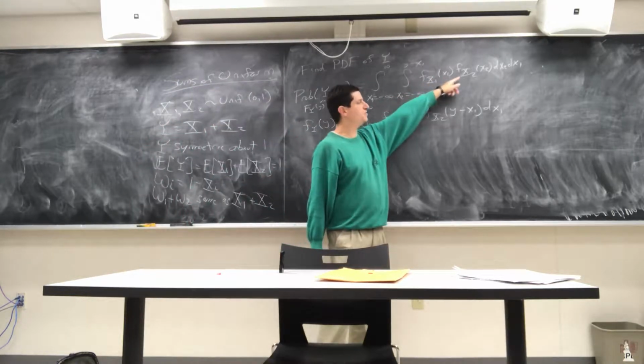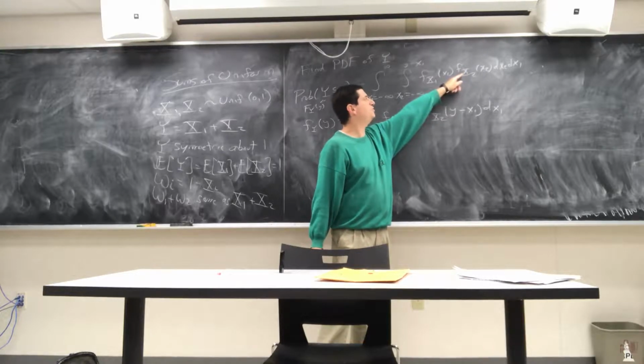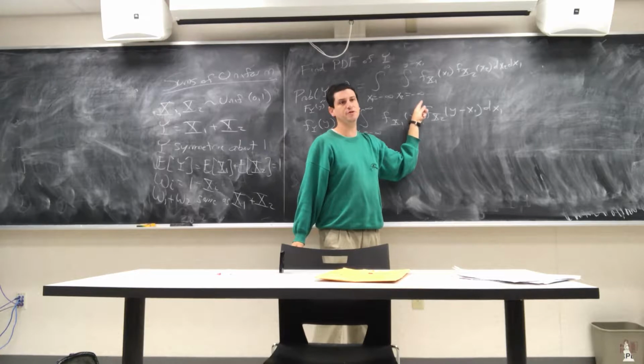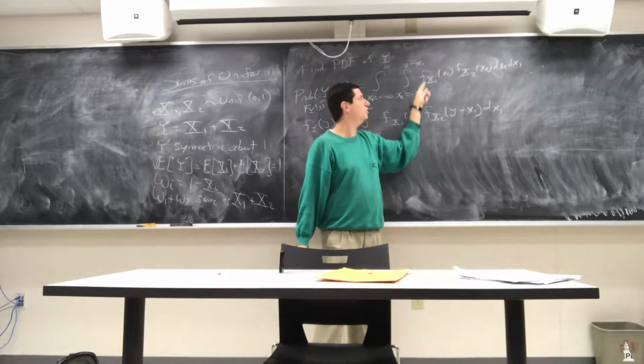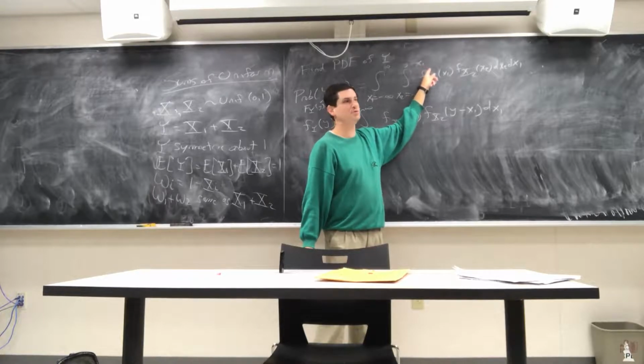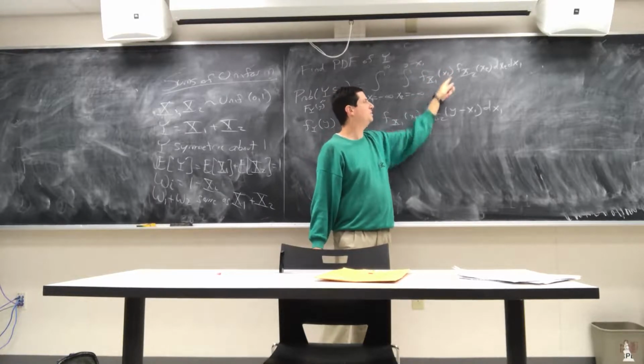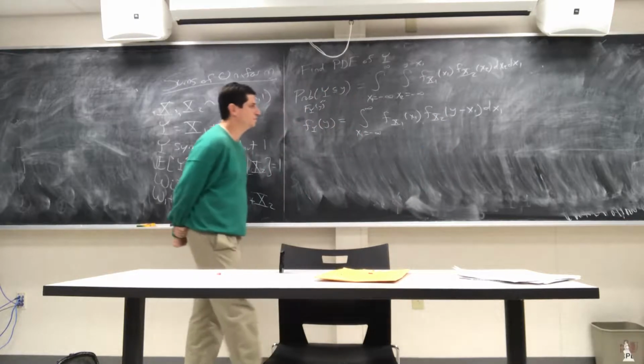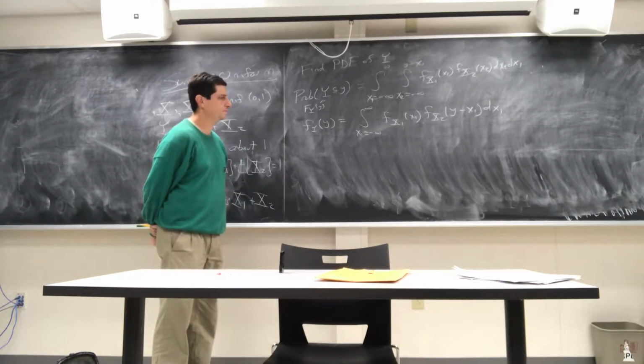The way you see this is we first integrate with respect to x2, and we get the cumulative distribution function at y minus x1 minus the cumulative distribution function at negative infinity. The cumulative distribution function at negative infinity is just 0. When we take the derivative, the cumulative distribution function at y minus x1 becomes just the density at y minus x1. So this is the convolution.